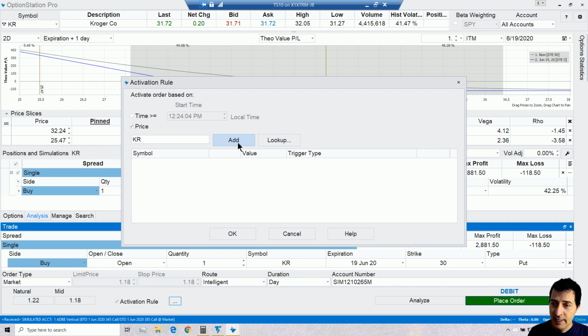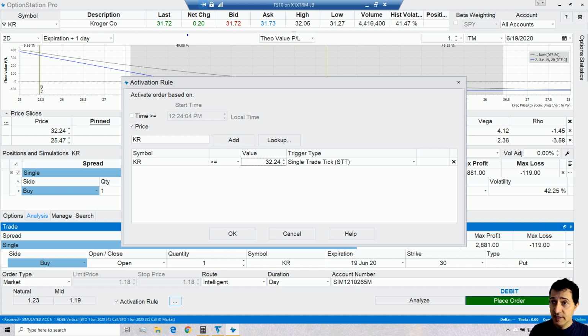So the activation rule is based on the price of the stock, KR. And notice that earlier I moved to less than or equal to. Well, now I'm going to leave it the way it is, which is greater than or equal to. And the entry price was 32.24. That is the condition for me to get in a trade.